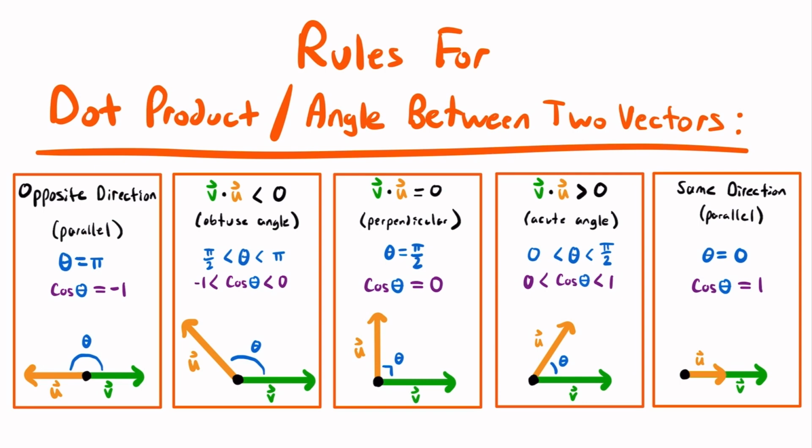Okay, so if you know that the angle between two vectors is pi, then you know that they're parallel and they're pointing in opposite directions. Now next up, we are working with a dot product here.